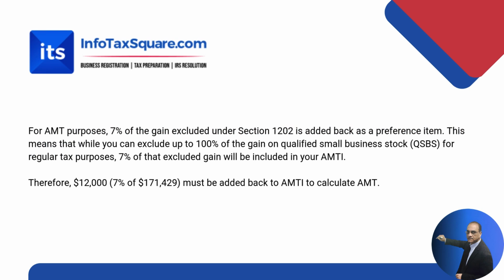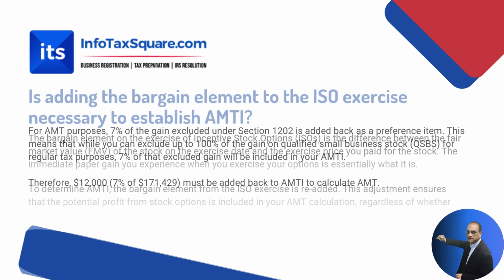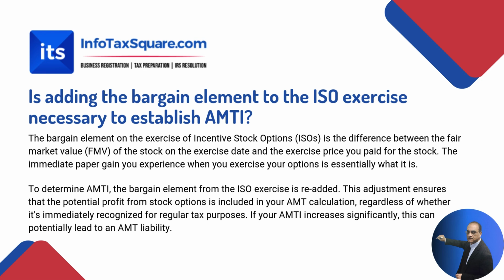For AMT purposes, 7% of the gain excluded under Section 1202 is added back as a preference item. This means that while you can exclude up to 100% of the gain on qualified small business stock for regular tax purposes, 7% of that excluded gain will be included in your AMTI. So, $12,000 must be added back to AMTI to calculate AMT, which is 7% of $171,429.